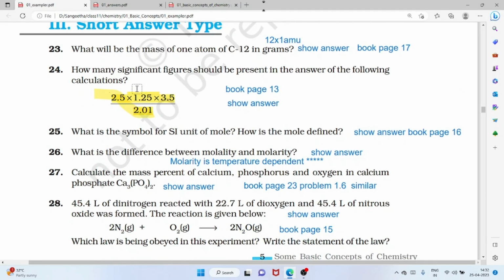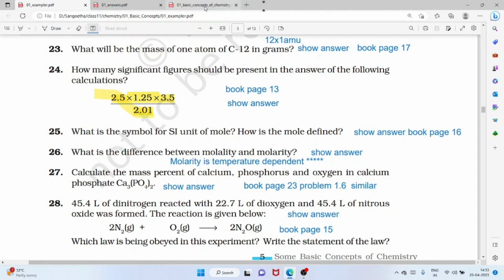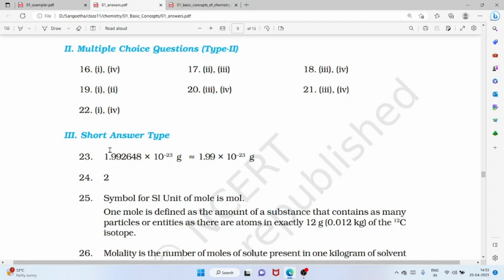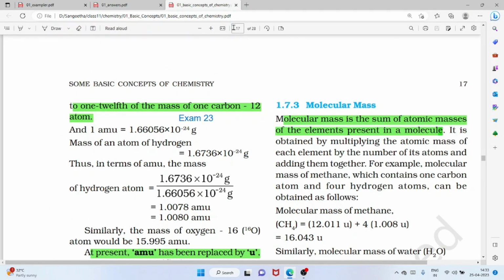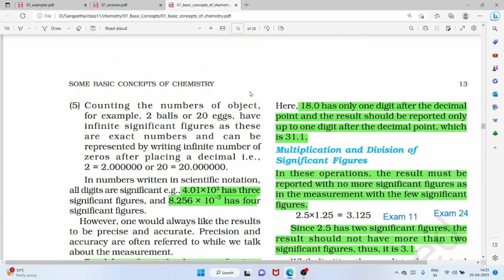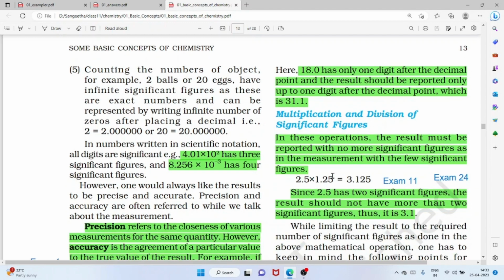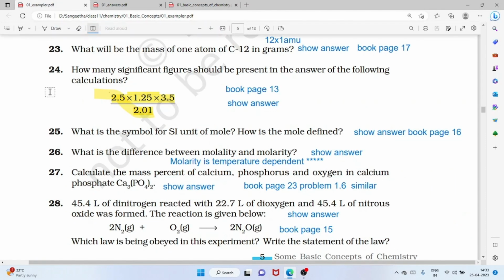How many significant figures would be present in the following? So here, this is multiplication and division, so the minimum is 2. So 13. The answer is 2. In the book they have given how many significant figures should be there while doing the multiplication. They have given the rules here.